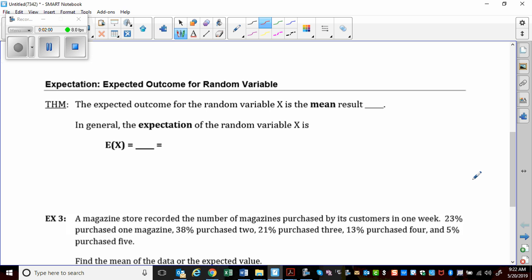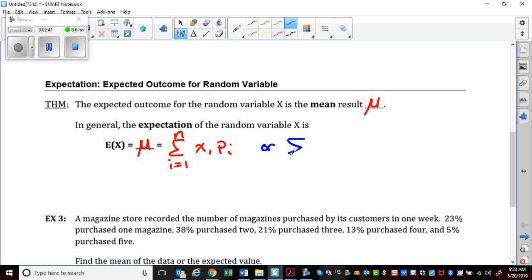We have this theorem that says the expected outcome for the random variable x is the mean. So this is going to be our symbol. In general, the expectation of the random variable x is the mean. This is also the summation, as i goes from 1 to n, of x sub i times the probability p sub i, okay?